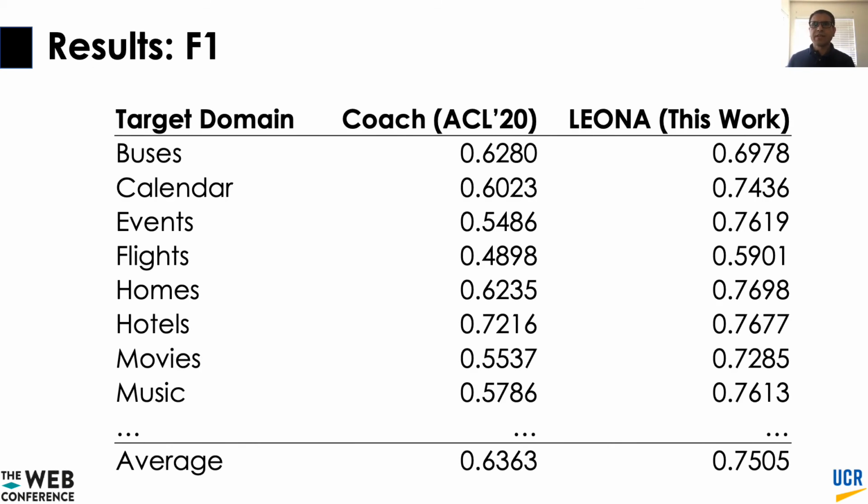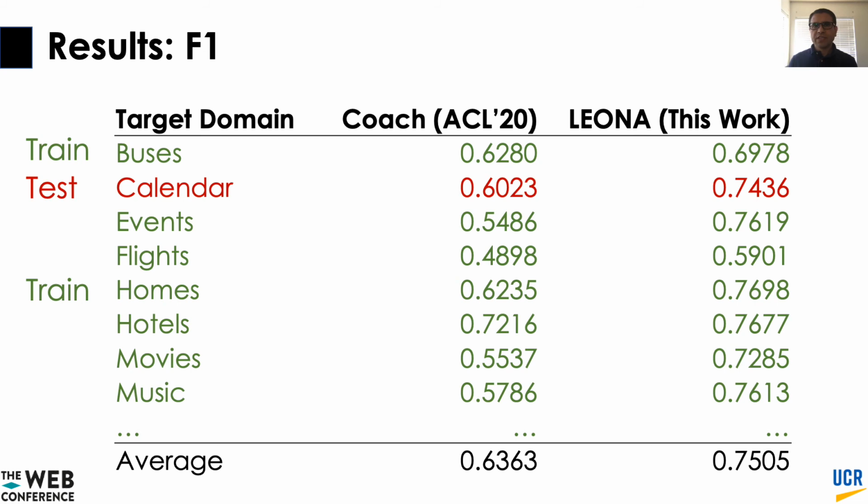Here I am presenting results of our model and the best competing model from ACL 2020 on a subset of domains from SGD dataset. Before you read these numbers, let us understand what they mean in more detail. To elaborate on the setup, when we test on buses domain, the model is trained on everything other than buses domain, the zero-shot setting. When we test on calendar domain, the model is trained on everything other than calendar domain. And this step is repeated for every single domain: events, flights, music, and so on.